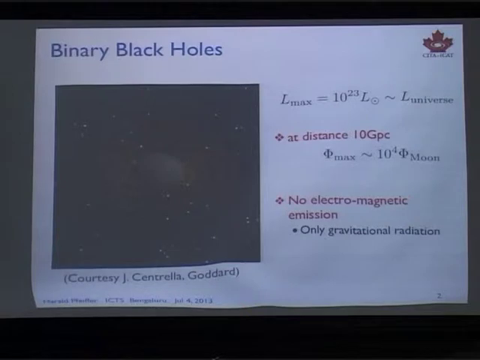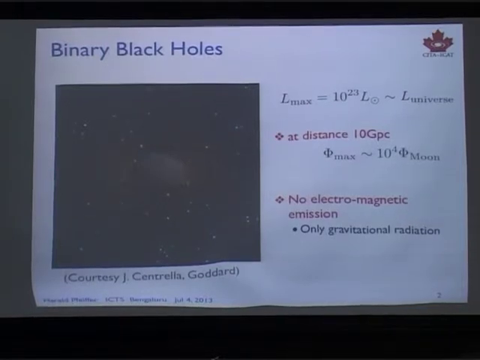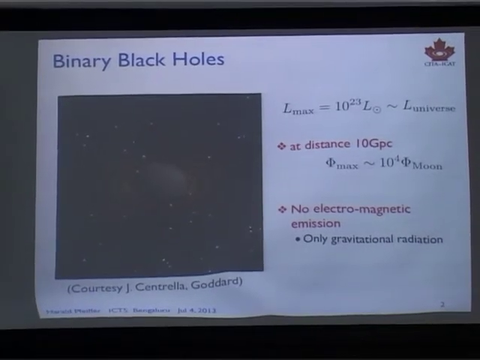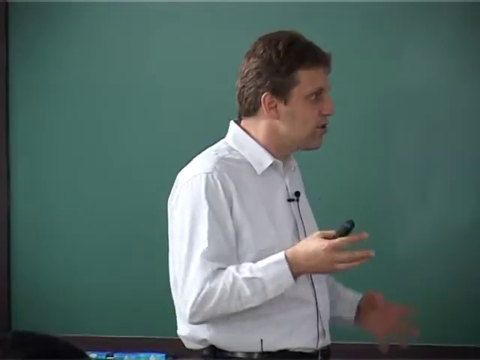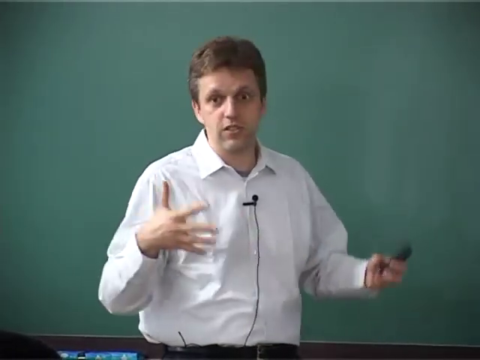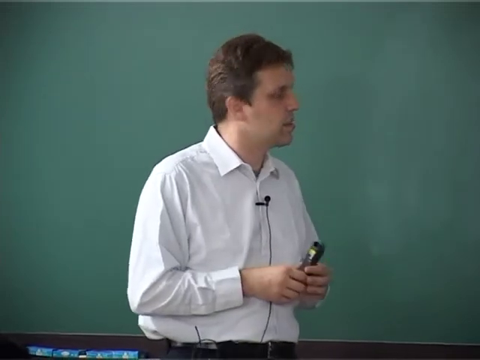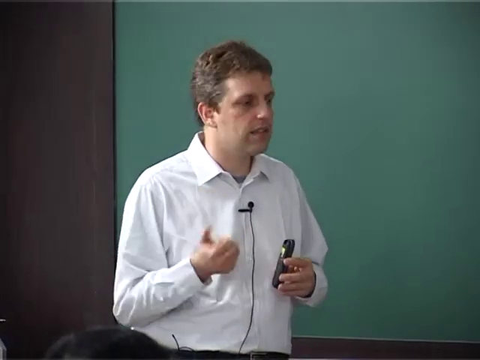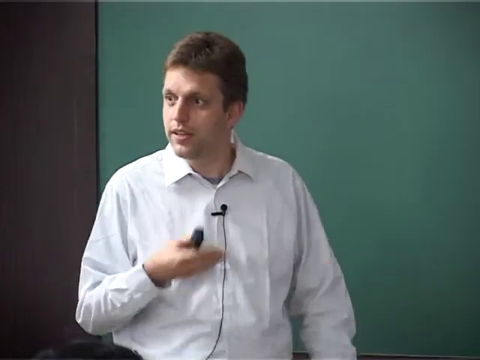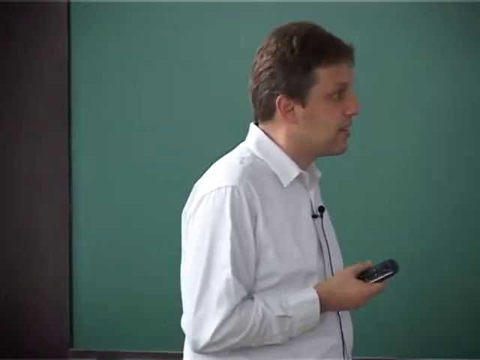To put this in a different context, if two black holes merge 10 gigaparsecs away, close to the edge of the observable universe, the energy flux passing through Earth is still roughly 10,000 times stronger than all the light we receive from a full moon. So there's a tremendous amount of energy being emitted by merging black holes. Unfortunately, all of this energy goes into gravitational waves, and we won't be able to see black holes merging with electromagnetic radiation. Otherwise, they would be way brighter than gamma ray bursts.